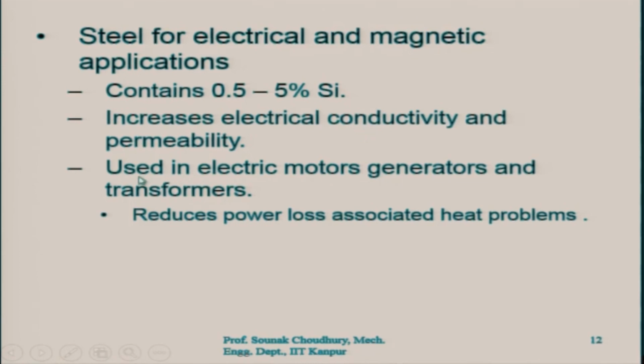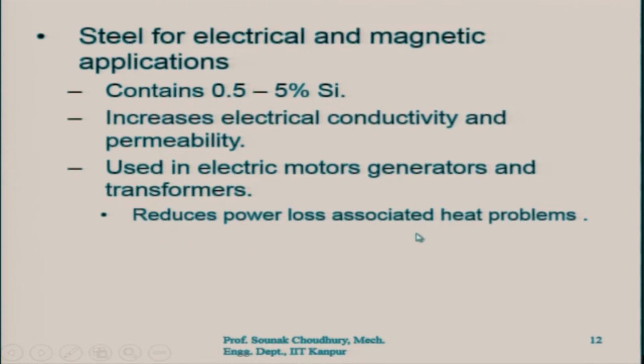Such kinds of steels are used in electrical motors, generators, for example, the wire which is required for making the windings, and the transformers. In transformers and motors, apart from the housing, the structure and the wire that is required, all these materials can be this kind of material with silicon percentage up to 5%.